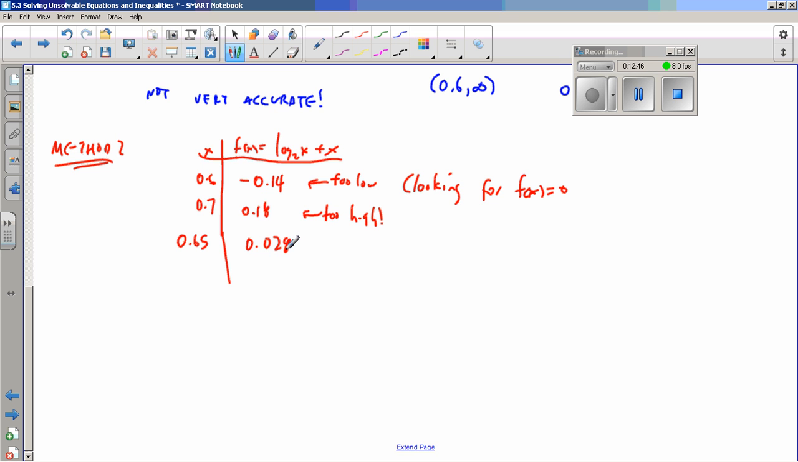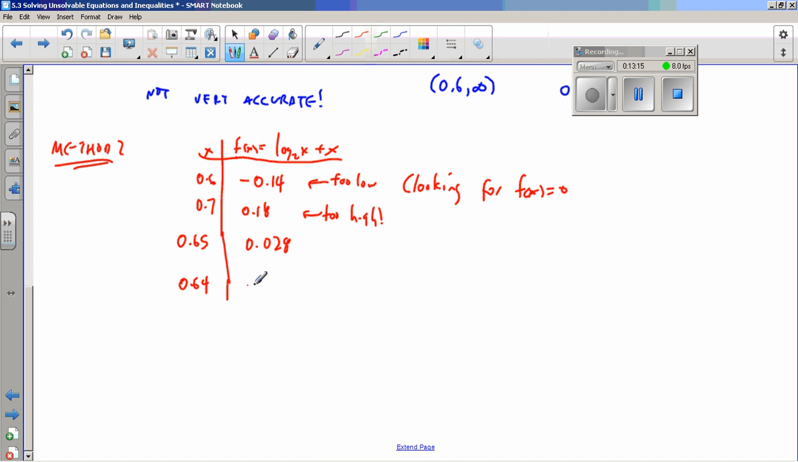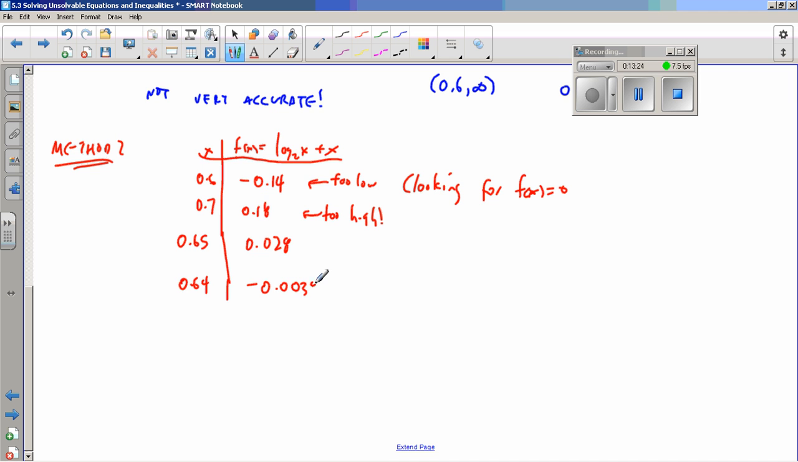So right now, is this 0.65 too high or too low? Well, this one was negative. This one's positive. 0 is somewhere in this range. And it looks like it's going to be closer to 0.65. So maybe I'll try 0.64. And then I can go back. And yes, we're going to be here all day. No, we're not going to be here all day, because at some point you get a little bit tired of doing this, and you quit.